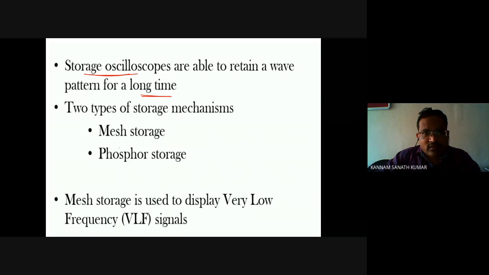There are two types of storage oscilloscope. One is mesh storage, and the next one is phosphor storage. Mainly in this class, I will explain the mesh storage oscilloscope. Mesh storage is used to display very low frequency signals. So in order to display very low frequency signals, we use the mesh storage oscilloscope.